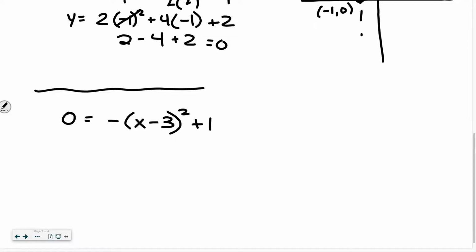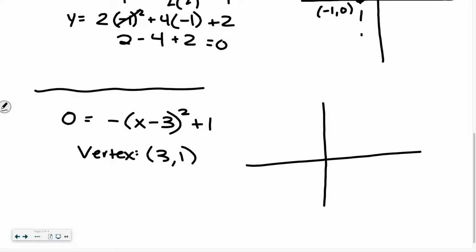Okay, where's its vertex? 3, 1. Remember, h always looks like the opposite. Excellent. Right 3, up 1. On this one, that k value is part of the vertex. That's not my y-intercept. That's only for standard form.